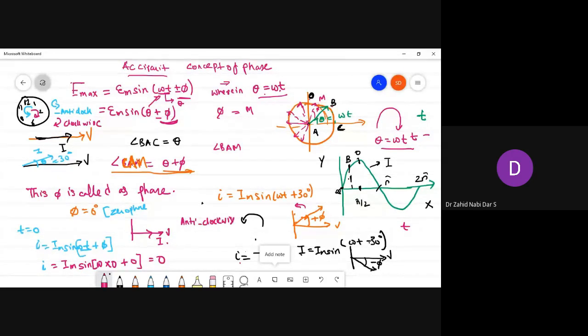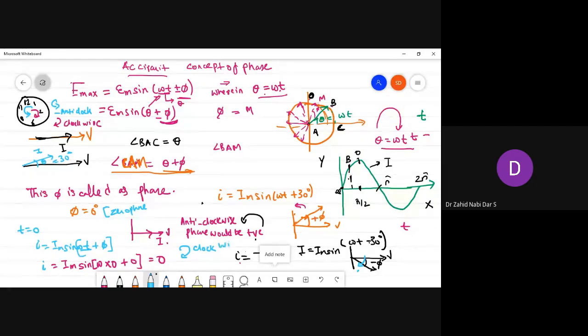Anti-clockwise phase would be positive. Okay, now let's go for the clockwise direction. What is the condition for the clockwise direction? If you have to take clockwise, that is the clockwise direction like this. So I'll write clockwise direction, phase would be negative. See, clockwise it's going down, so phase is negative.